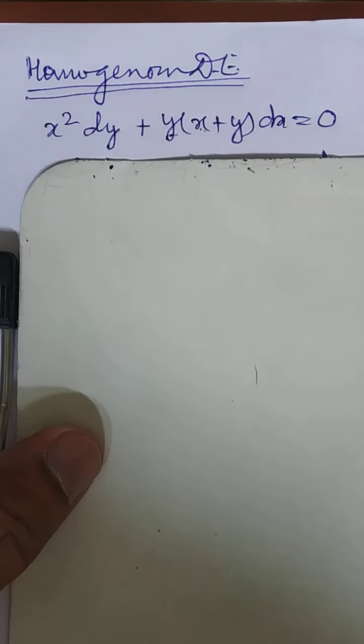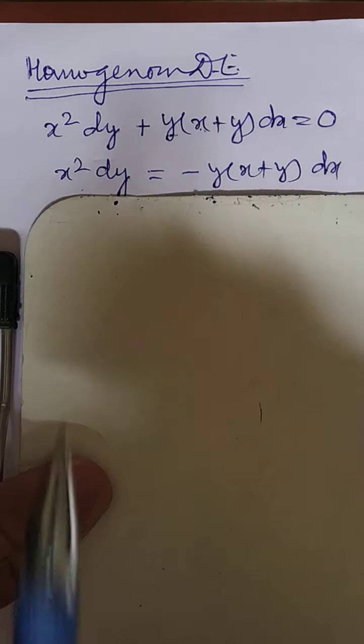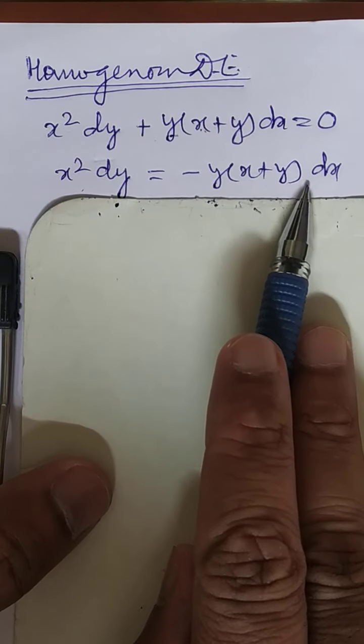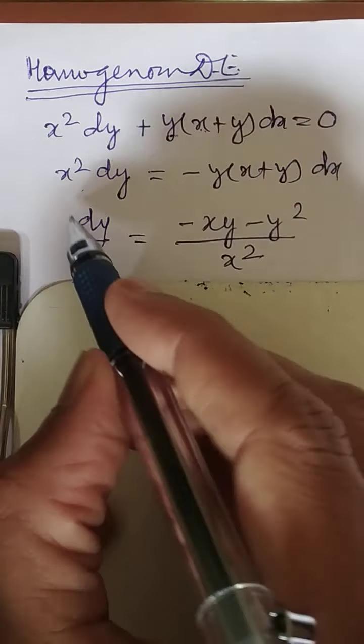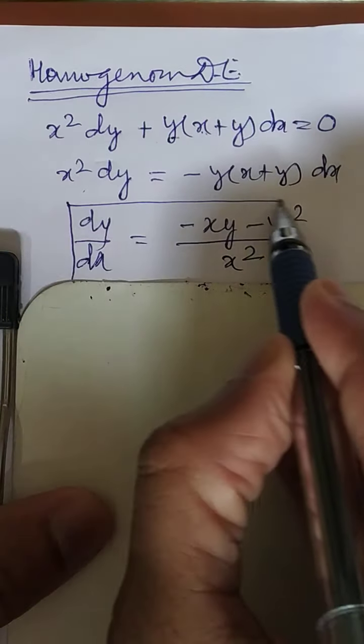First thing is to write the question in the form of dy by dx will be equal to something. What does it mean? Shift this term to the right side. Look here and write dy by dx will be equal to this. This is your standard form.